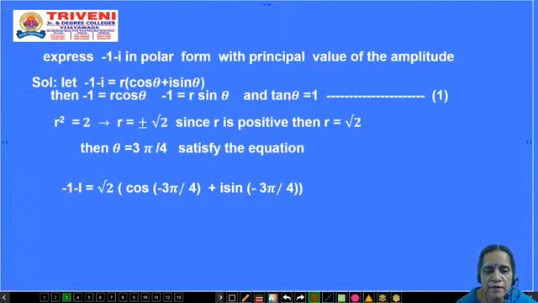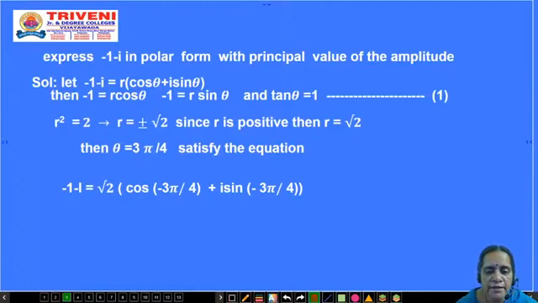We have to equate the real parts and imaginary parts. What are the real parts here? Minus 1 is equal to r cos theta, and the imaginary part, the multiplier of i, is here minus 1, and here it is r sin theta. So r cos theta is equal to minus 1, r sin theta is equal to minus 1.